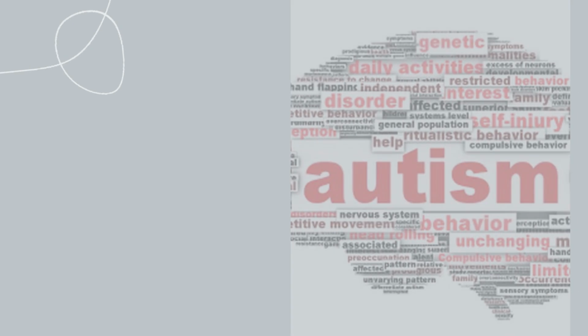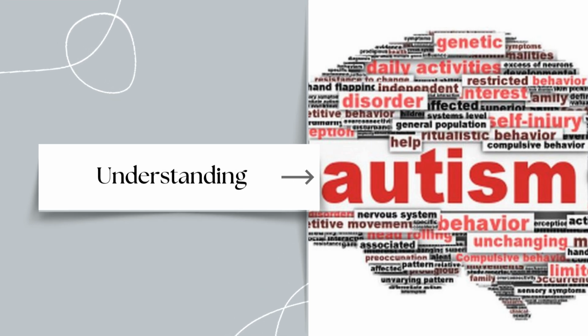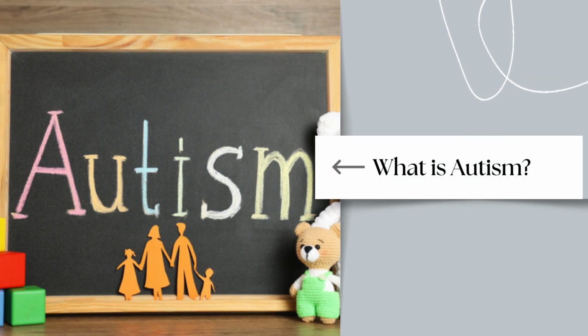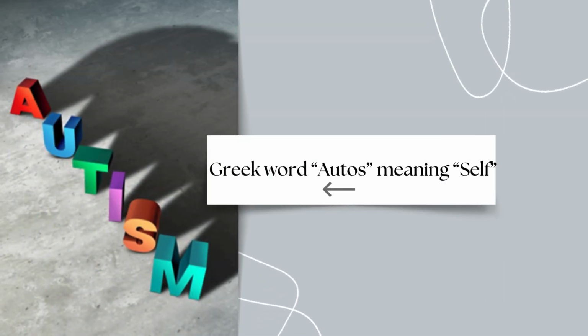Today we are diving into a topic which is crucial for us to understand: autism. First off, what exactly is autism? The word autism is derived from the Greek word autos, meaning self.